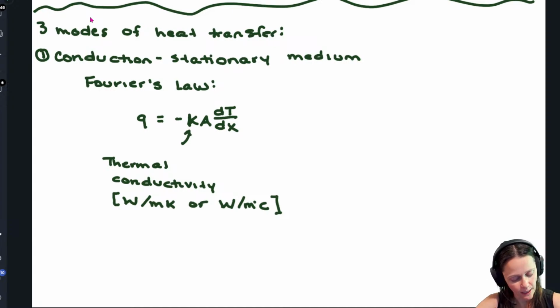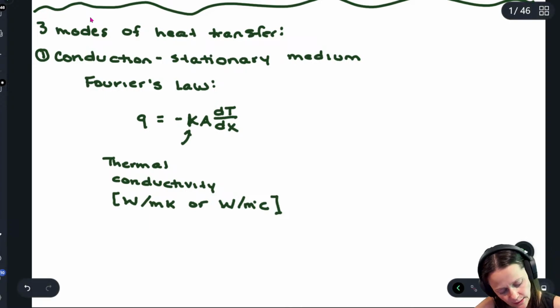The area again is the area through which that heat transfer flows perpendicularly, and that would be defined along the isotherm. And then dT/dx, this guy right here, is our temperature gradient.